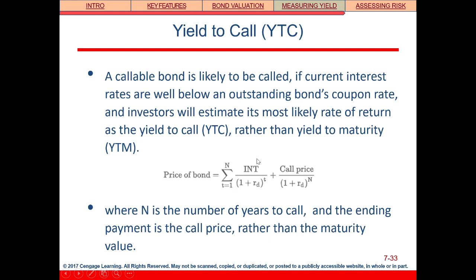So in our previous class, we discussed what yield to call is and how to calculate it. It's actually very similar to yield to maturity. The only two things you have to change are that n now becomes the number of years to call rather than the number of years to maturity, and the future value is no longer the par value but the call price. If you change those two, you'll get yield to call.